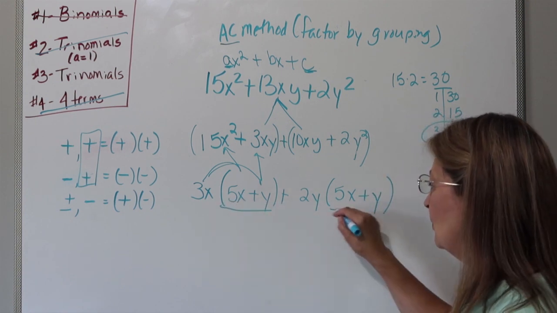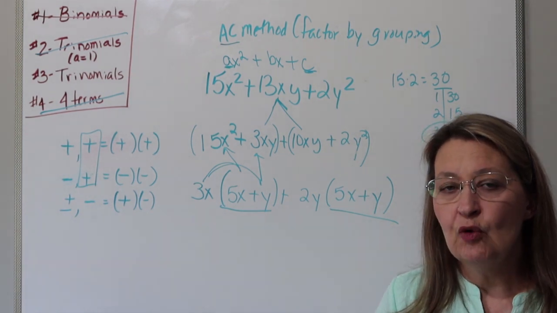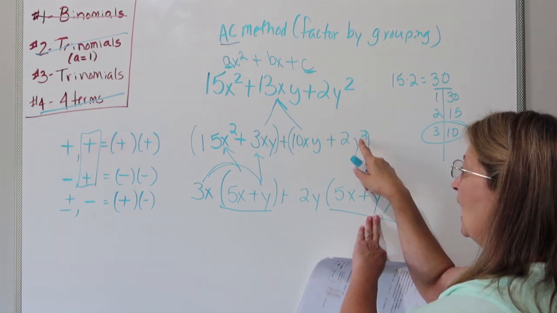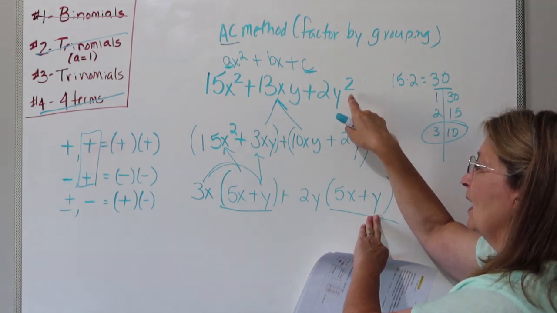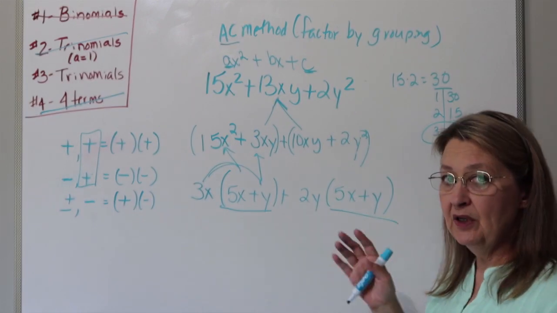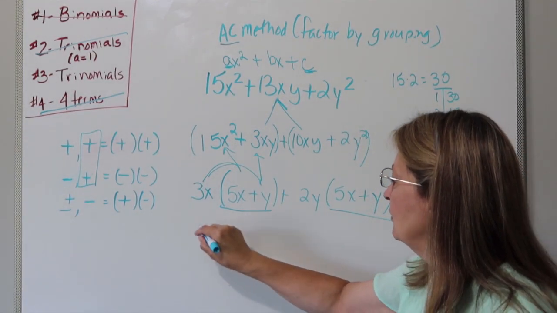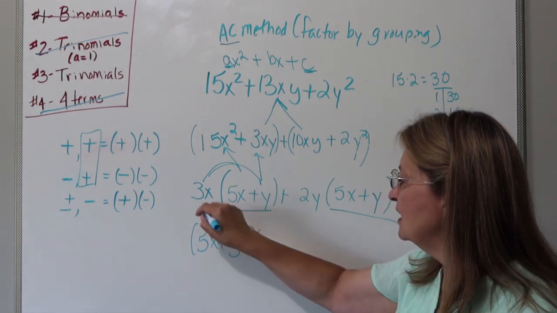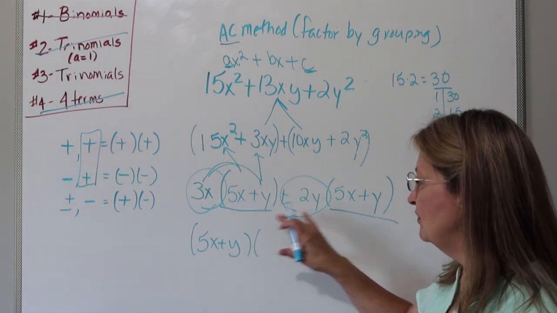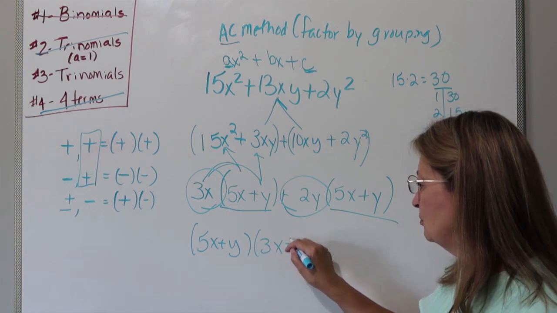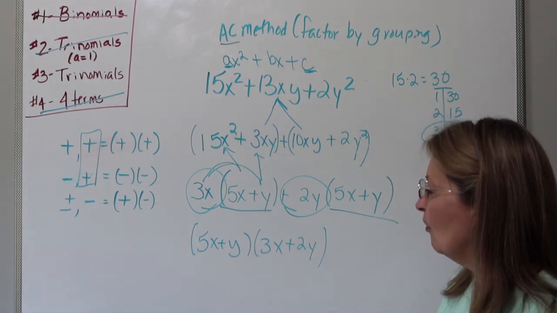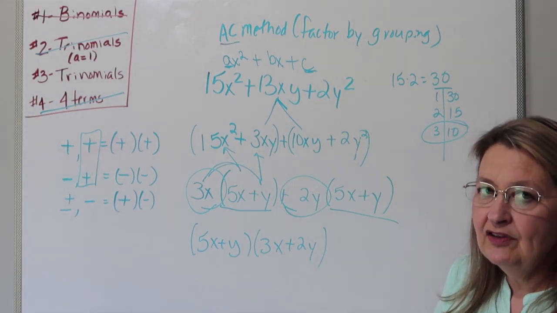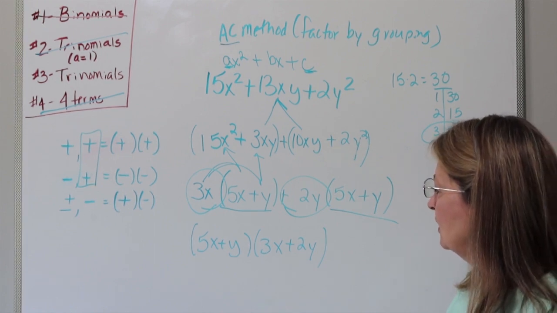Now, look at your sets of parentheses. Remember I told you, if they don't match, you messed up. That's actually what caught my eye. That's how I knew I lost my square exponent from the original here, because it wasn't going to work out. All right, now, your first set of parentheses becomes that 5x plus y. Your second set of parentheses is made up of these two numbers, 3x plus 2y. As always, check these to see if you can factor it anymore. You might have a difference of 2 squares, but not usually.